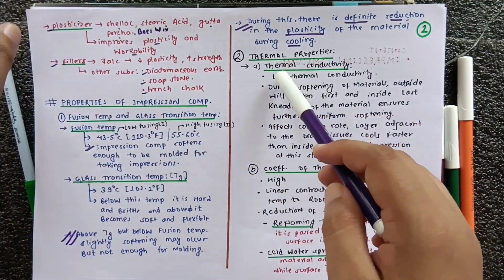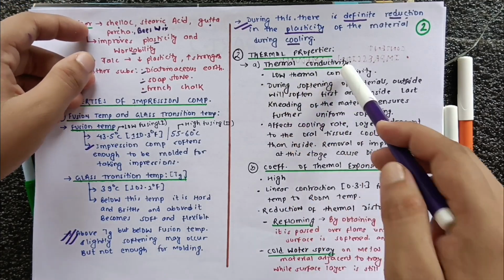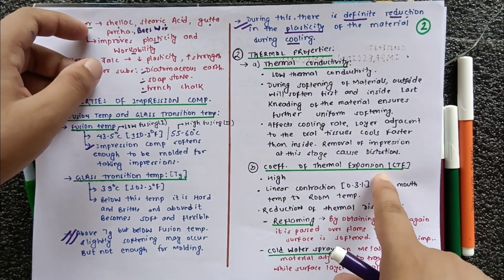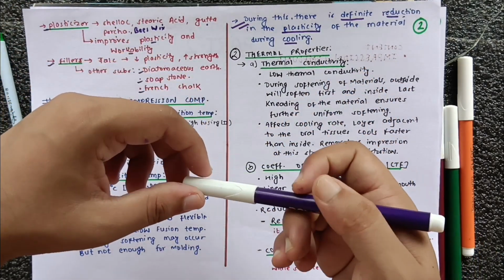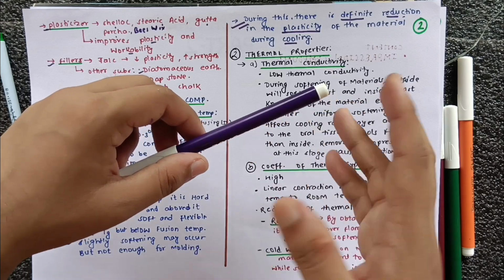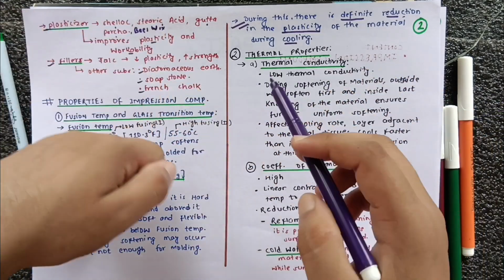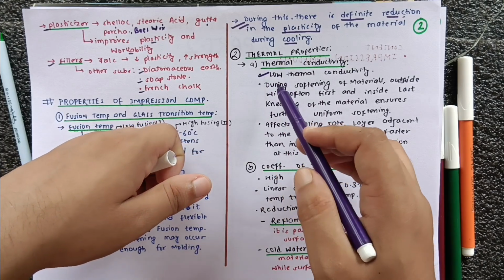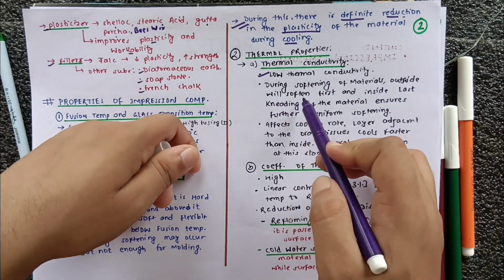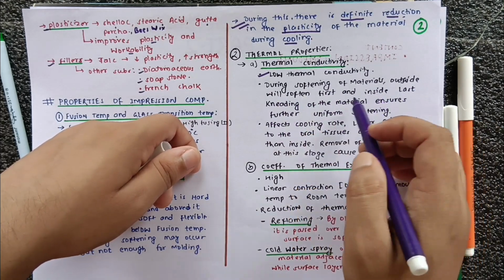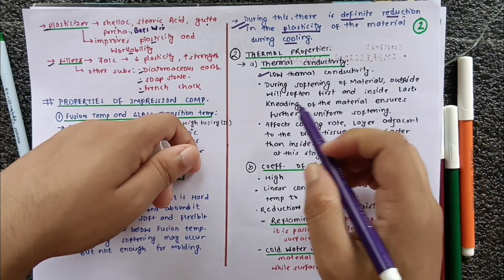Next, in our second properties I have mentioned the thermal properties. In thermal properties we will discuss thermal conductivity and the coefficient of thermal expansion, CTE. Thermal conductivity means conducting heat, conducting thermal energy. This impression compound has low thermal conductivity. So during softening of the material, the outside will be soft first and the inside last. Kneading of the material ensures further uniform softening.